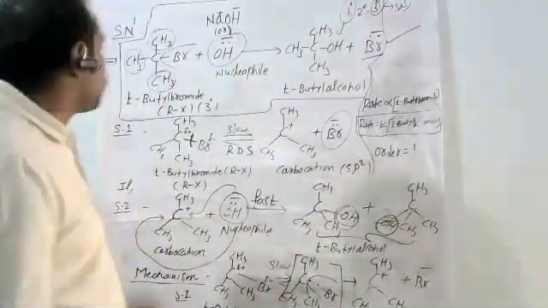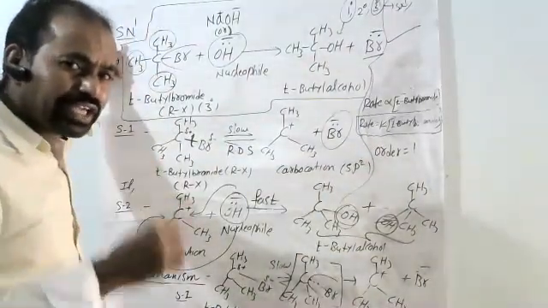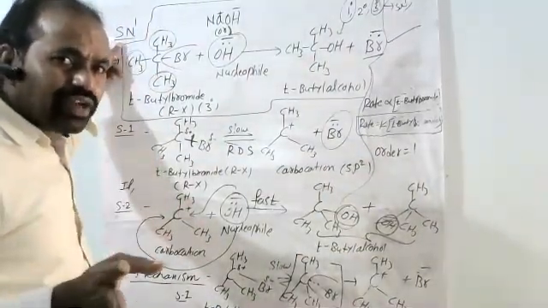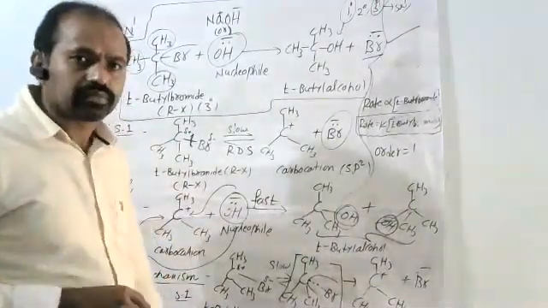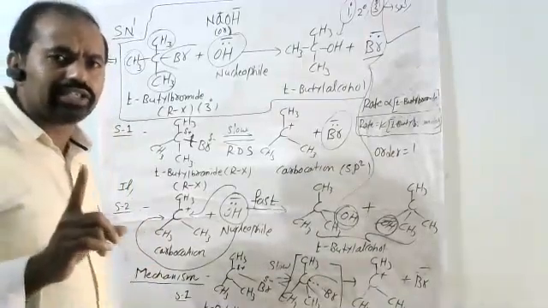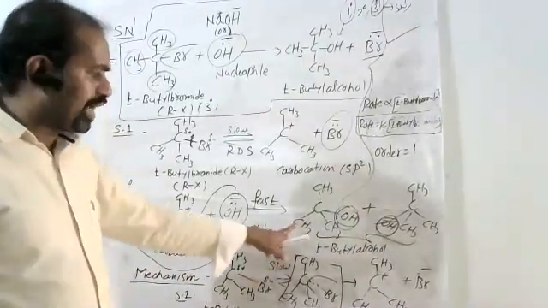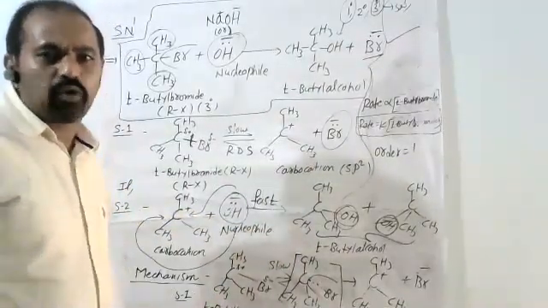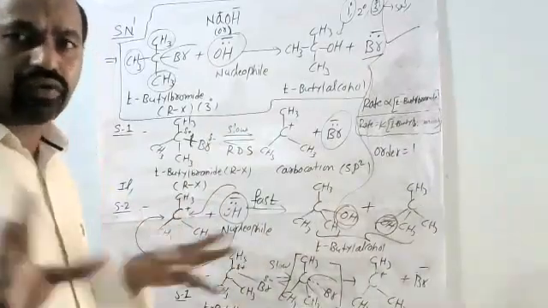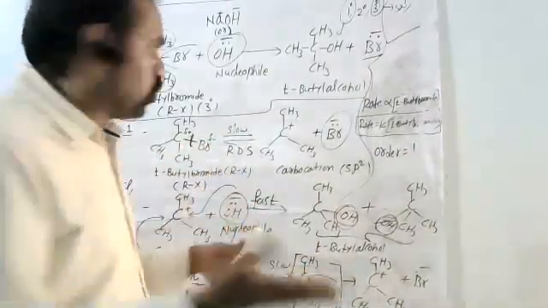But in the SN2 mechanism, we get only one product, that is the inversion product. That product is also called Walden inversion. Walden inversion product. Is it clear? Here we get the racemic mixture because both attacking possibilities are there. That is SN1. Now see what are the factors affecting SN1 and SN2.